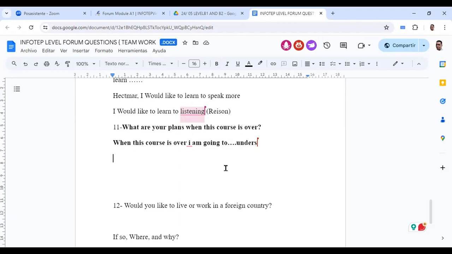What are your plans when this English course is over? When this English course is over, I'm going to continue with the next course. I'm going to study at the university. I'm going to travel. I'm going to apply for a new job. I'm planning to apply for a new job. When this course is over, I'm going to take an evaluation to certificate my level.